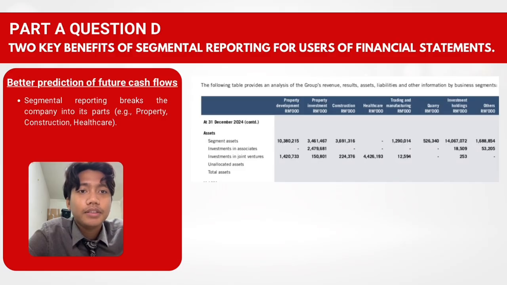This helps investors forecast which business unit will generate cash flow. If the property market slows, investors know Sunway's future cash flow will be more affected compared to, say, quarry or trading and manufacturing.